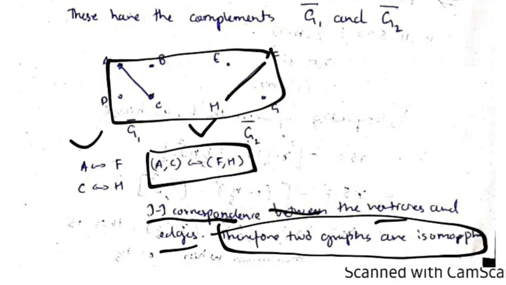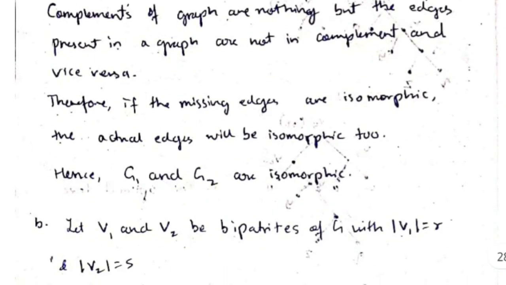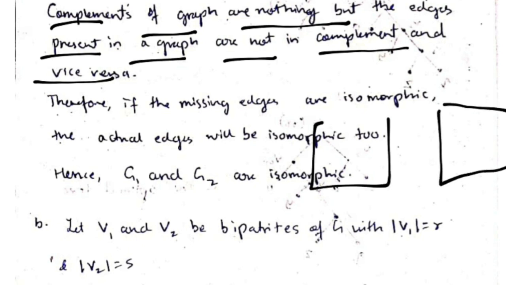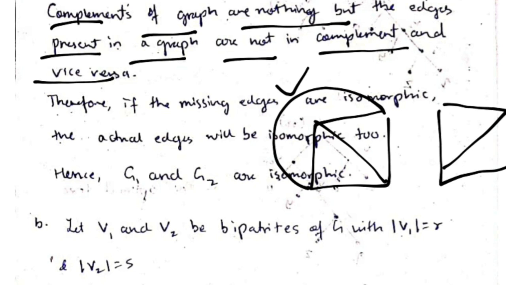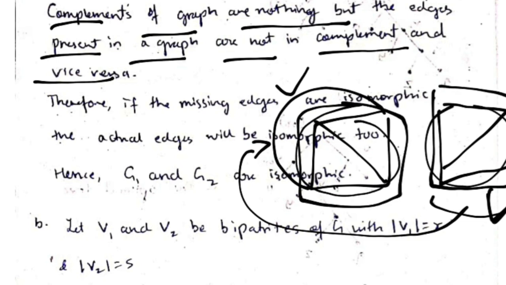If the two graphs are isomorphic and they are complements, then the original graphs are also isomorphic. Why is this so? See here, what are complements? Complements are nothing but the edges present in a graph are not in the complement and vice versa. So suppose that these are the two figures. If the missing edges have the isomorphism, see, this is the missing edge here and this is the missing edge here, so if these two are isomorphic, then what is not missing will obviously also be isomorphic.